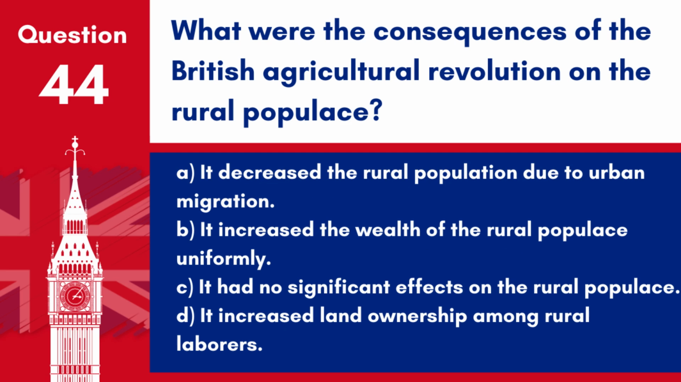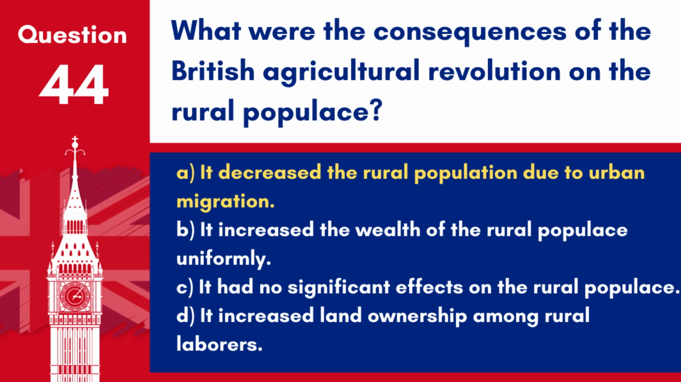Question 44. What were the consequences of the British agricultural revolution on the rural populace? A. It decreased the rural population due to urban migration. B. It increased the wealth of the rural populace uniformly. C. It had no significant effects on the rural populace. D. It increased land ownership among rural labourers.